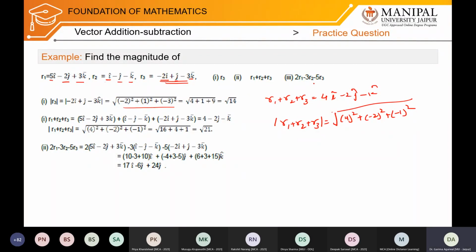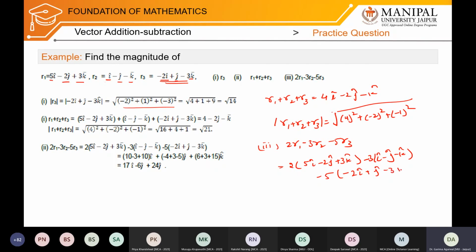Similarly, we can find 2R1 minus 3R2 minus 5R3. The third part, 2R1 minus 3R2 minus 5R3. So 2, the value of R1 is 5 i cap minus 2 j cap plus 3 k cap. Minus 3, the value of R2 is i cap minus j cap minus k cap. Minus 5, the value of R3 is minus 2 i cap plus j cap minus 3 k cap.